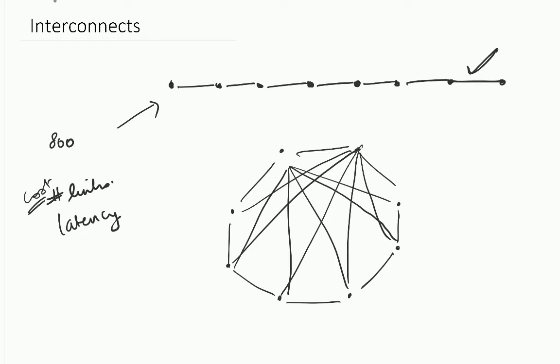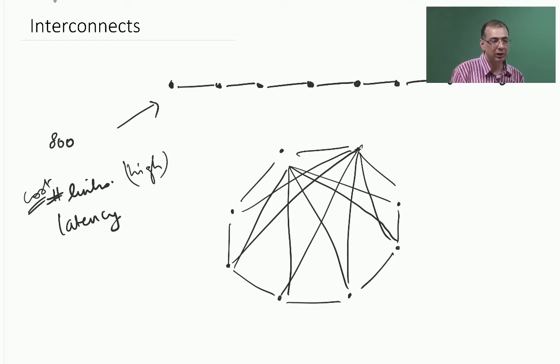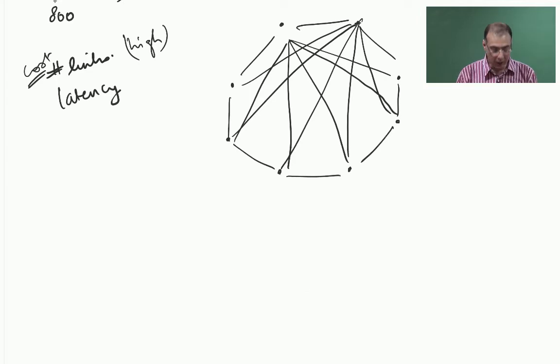What about the second one? What is the problem with this? The number of connections is high. The number of links, the cost, is very high. But what about the latency? The latency is great. Anybody you want to send a message to is just one hop away. So these are two extreme cases of interconnection networks. Ideally, you would not set up either of them if you had to set up a network with 800 nodes. So we are going to study different interconnects, and we are going to talk about different metrics.